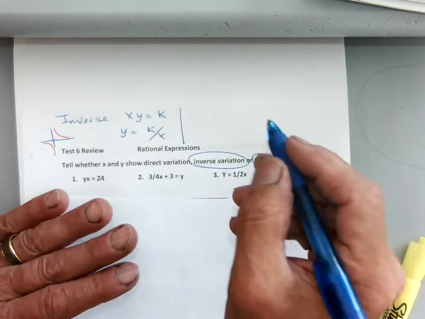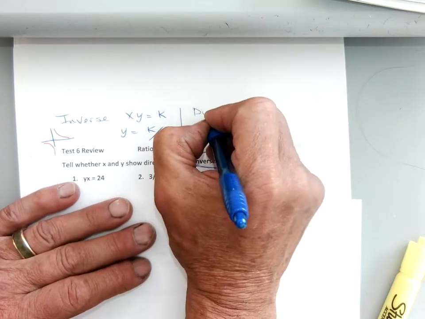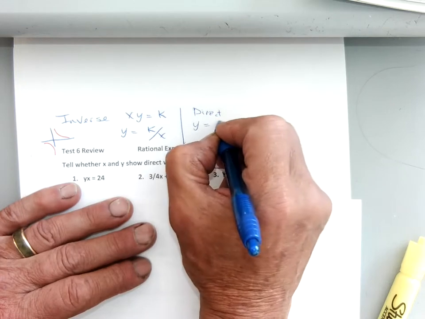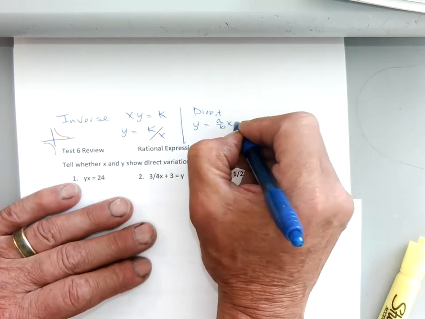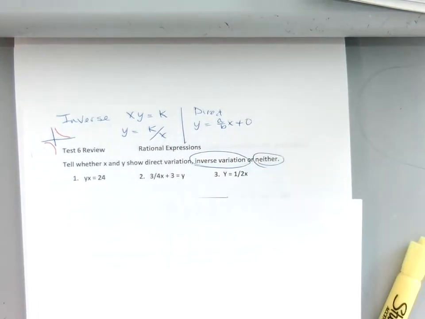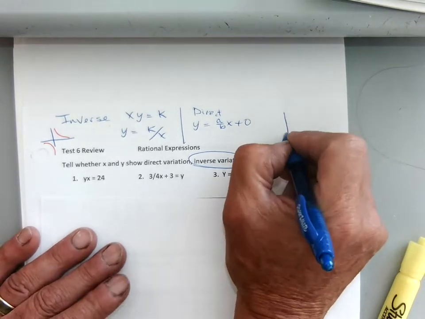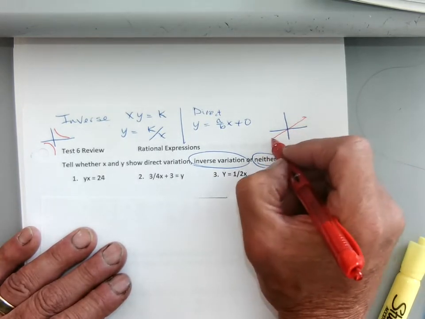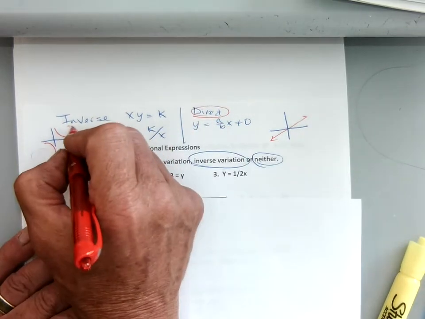If it's a direct variation, it's going to be y equals some a over b x plus 0. Okay? And the graph of that is just a straight line with a slope. It looks something like this, okay? Direct, inverse, okay?